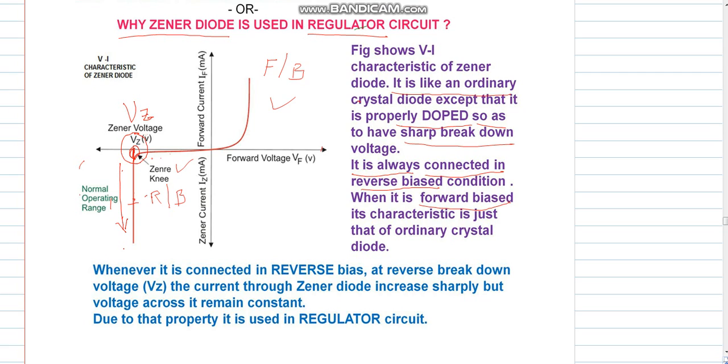So that is the application of the Zener diode. Why is the Zener diode used in a regulator circuit? That is the reason. It is noted that whenever it is used in a regulator circuit, the Zener diode is always connected in reverse bias condition. So the Zener diode acts as a voltage regulator whenever it is connected in reverse bias.